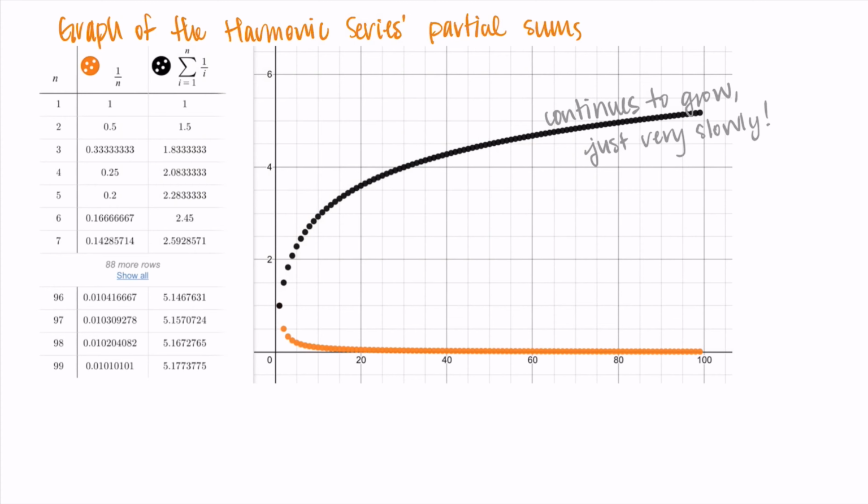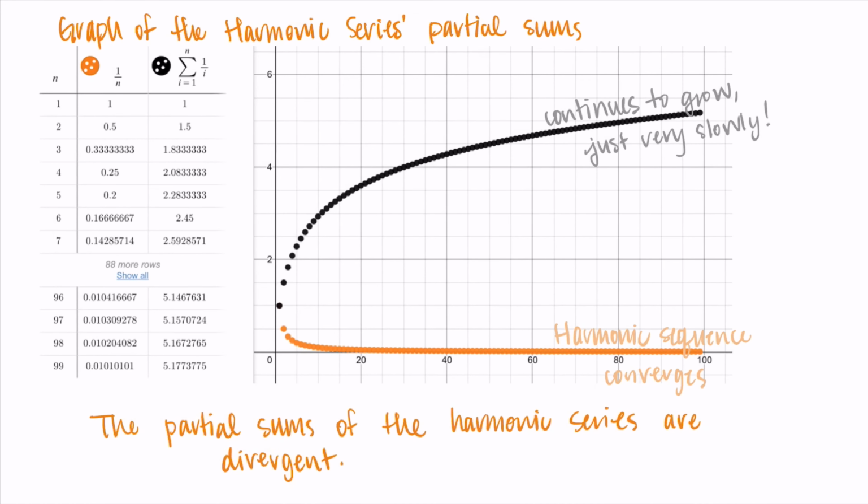We're not settling on a specific value or approaching something in particular, like we are with 1 over n and the sequence of those values. So our conclusion is that the partial sums of the harmonic series are divergent.